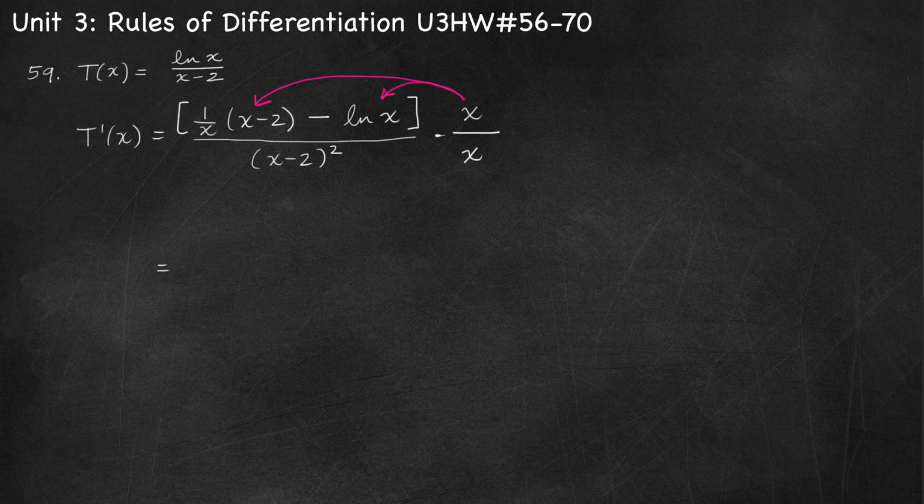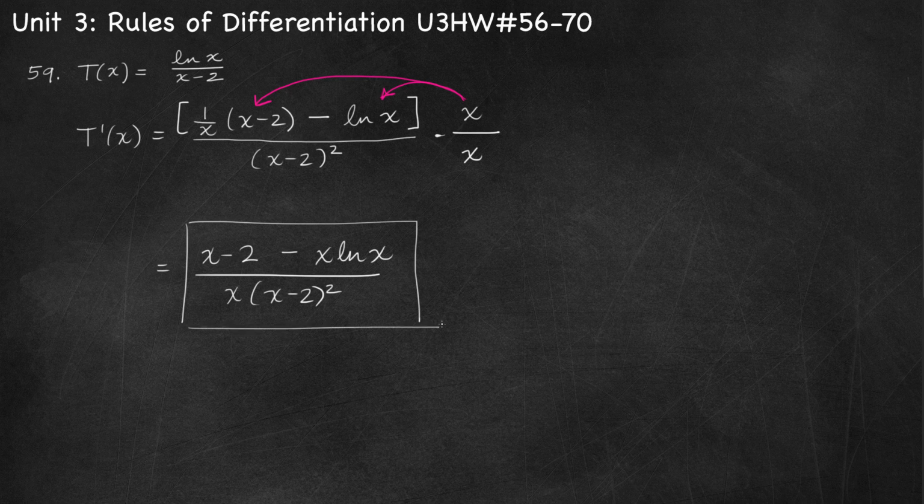Now when I multiply 1 over x times x minus 2 times x, I just get x minus 2. Minus, and then I'm going to multiply the x by the ln x, x ln x, over, and then on the denominator I multiply the x by the x minus 2 squared. I don't have any like terms in my numerator, so this is all that I can do to simplify this.